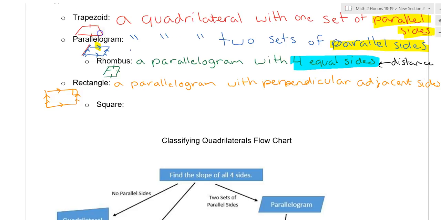And then we have a square. And a square is this particular rectangle with 4 equal sides.